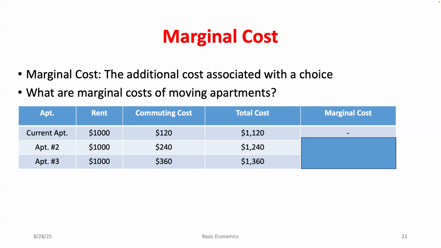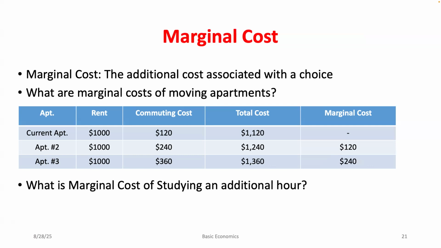Now, what if I instead choose to go from my current apartment to apartment 3? What would my marginal cost there be? Yeah, I'm going from 1,120 to 1,360. The additional cost that I'm going to incur is going to be $240 there. So we can calculate these marginal costs, or the change in the cost of making this different decision. When I'm making a different apartment choice, what's the change or the additional or the marginal cost associated with that?